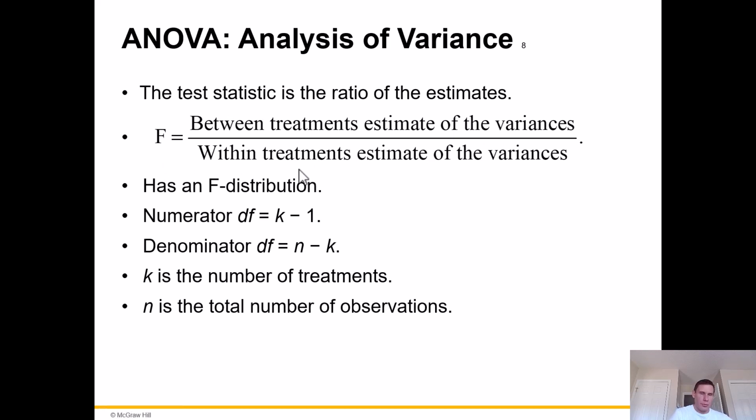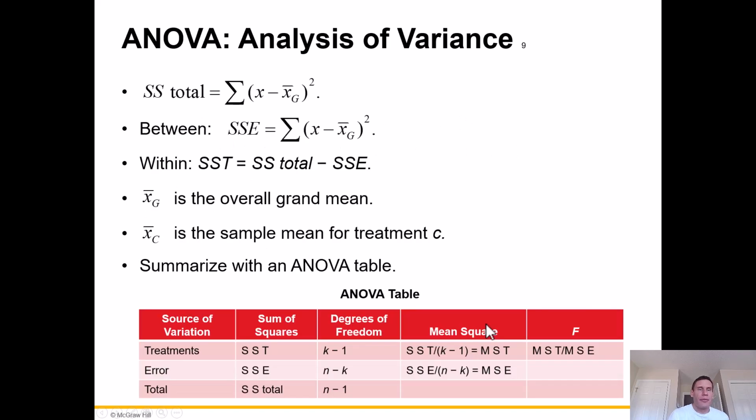Okay, so we're assuming it'll have an F distribution, almost always does. The numerator degrees of freedom is going to equal k minus 1. You've heard me talk in previous videos about how students sometimes ask why we subtract 1. It just makes the numbers a little more conservative, a little more robust, by taking 1 out of the sample. Our denominator degrees of freedom is going to equal n minus k, where k is the number of treatments and n is the total number of observations.